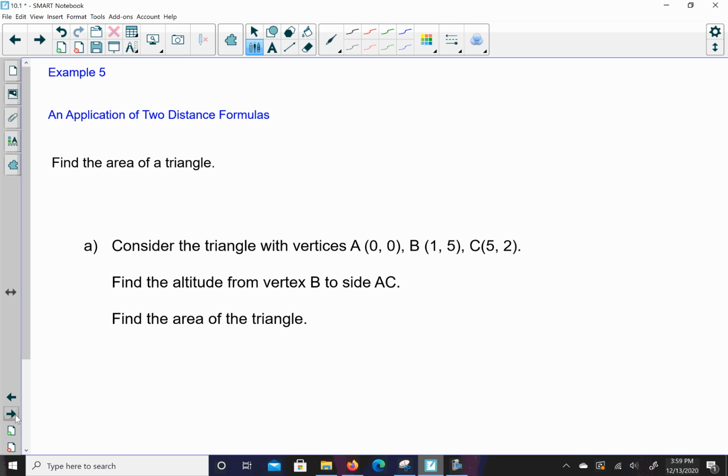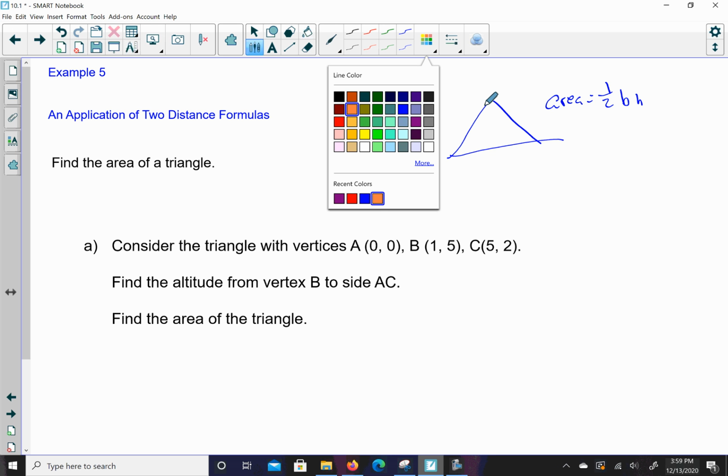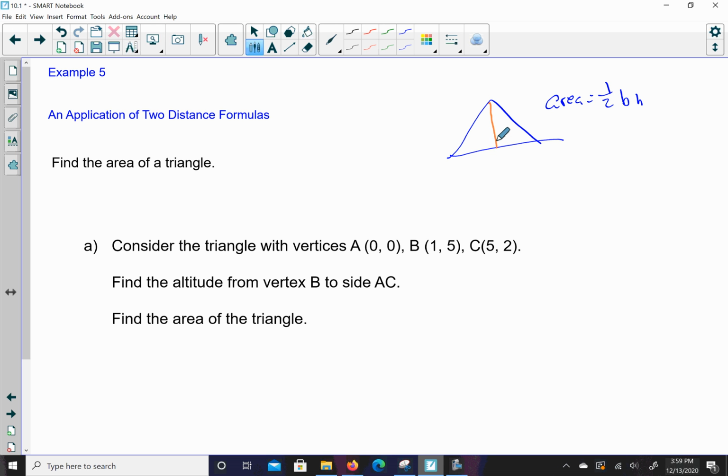The application of this is to find the area of a triangle. To find the area of a triangle, I'm going to take 1/2 the base times the height. That height, remember, has to be perpendicular to the base that you're using. That's why it's so important that when I find the distance between this point and this line, it's perpendicular. We're going to use that to find the altitude, or the height, of the triangle, and the distance between this point and this point will be the base. So that's what we're doing when we find the area of the triangle.